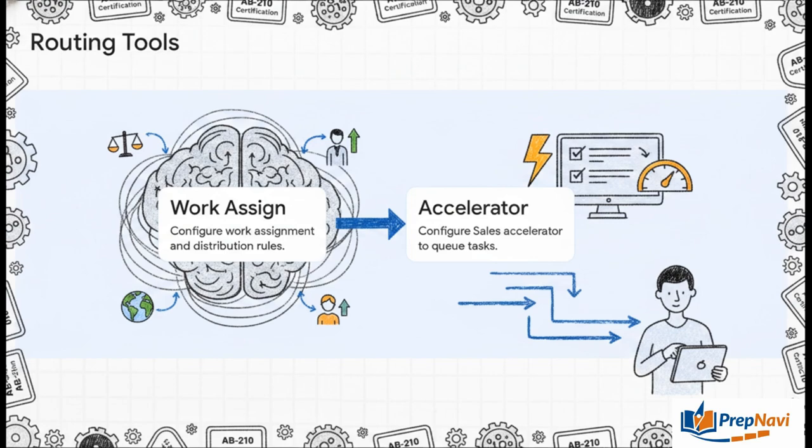Then you have Step 2, the sales accelerator. You configure the accelerator to step in, take all those rules, and actually queue the tasks up to display a prioritized list directly to the seller. So work assignment does all the heavy routing logic behind the scenes, while the accelerator is the actual user interface the seller clicks on to execute their day. You've got to keep that sequence straight for the exam.